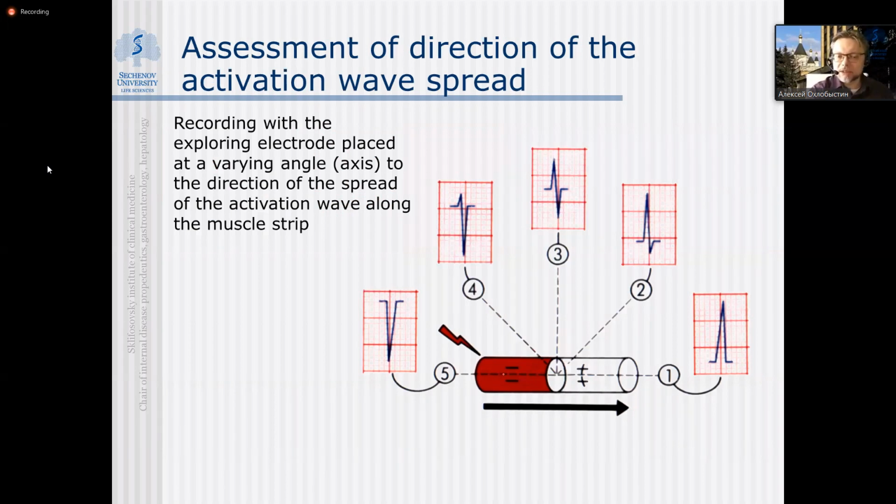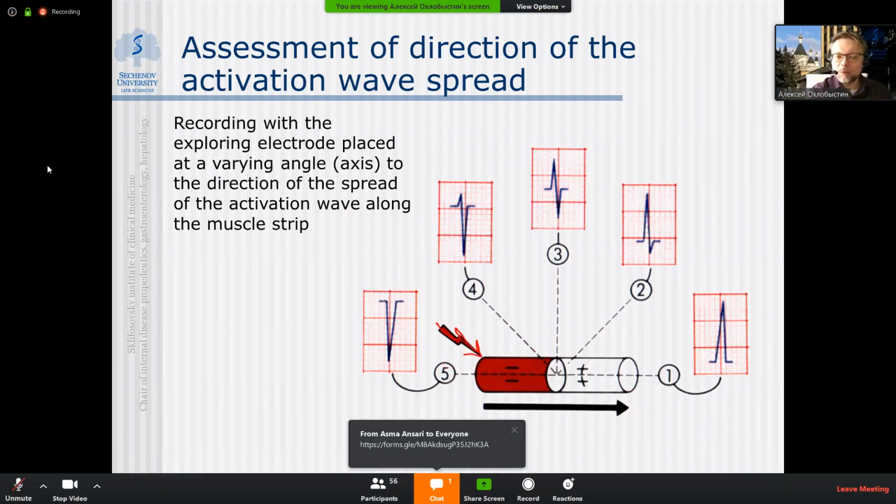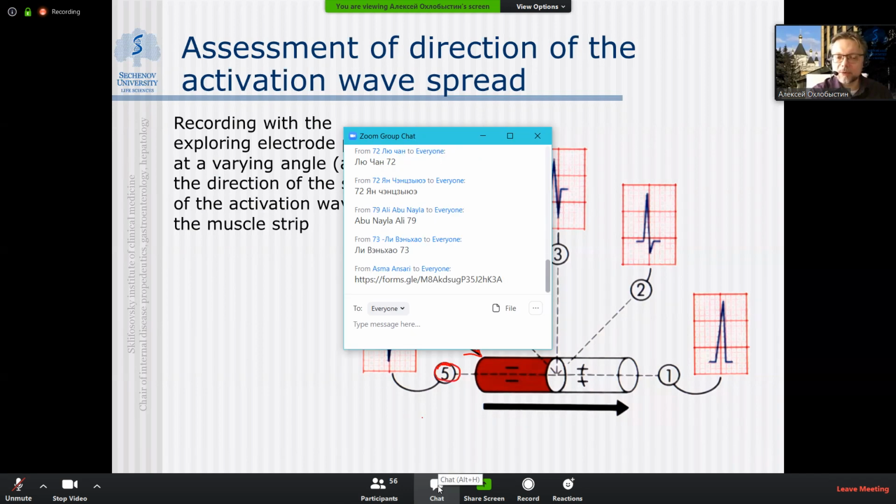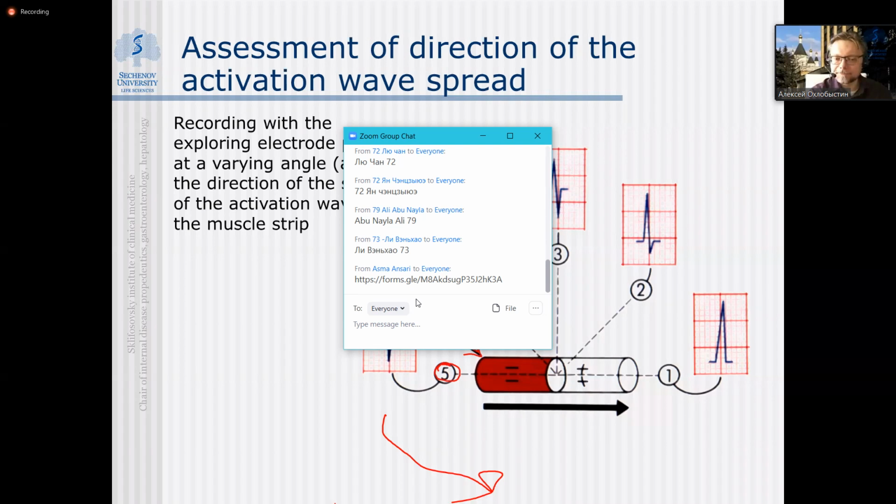Not much further, but again, we have the same piece of muscle, the same origin of activation. Again, one single exploring electrode and one indifferent electrode somewhere in our electrolyte solution. We'll change the position of our exploring electrode. If it is in a location from which activation will go away, there will be a deflection of one amplitude down. If it is the location towards which activation will go, it will go up.